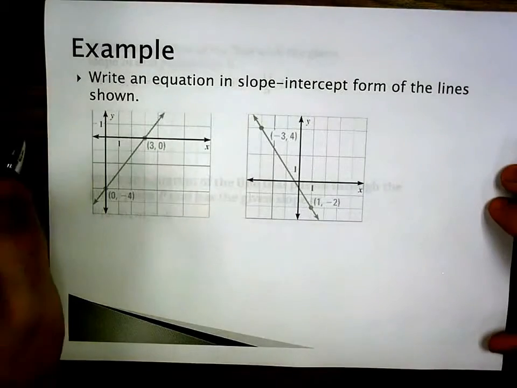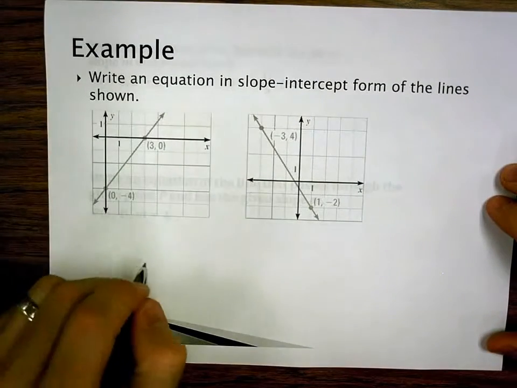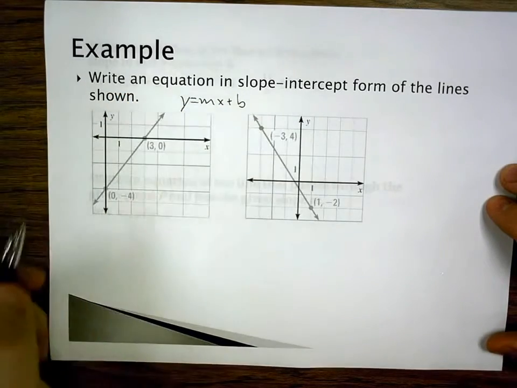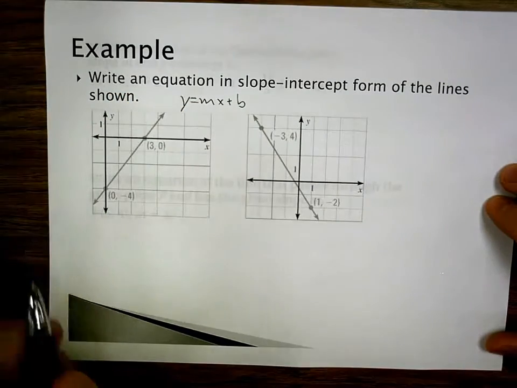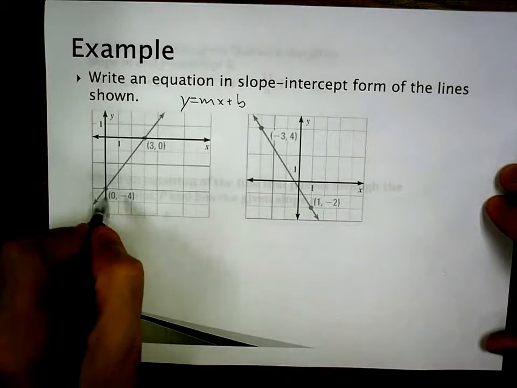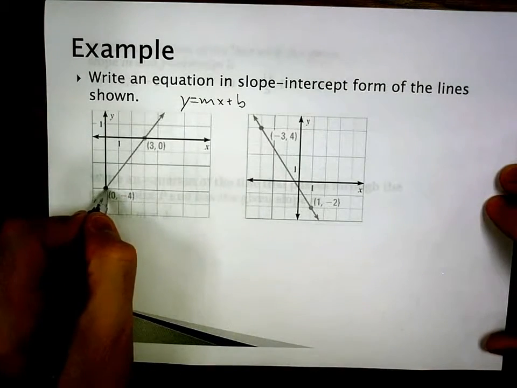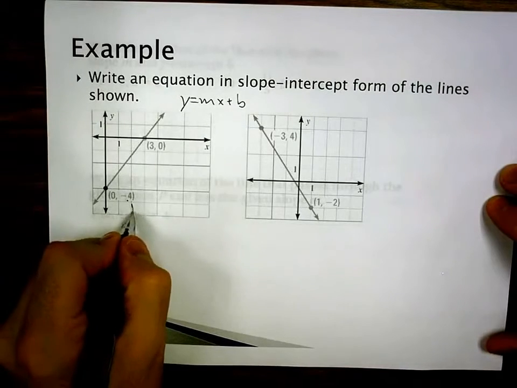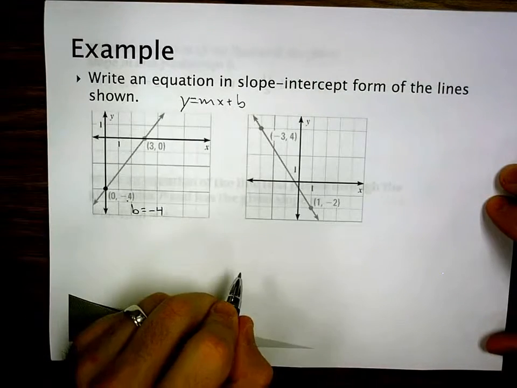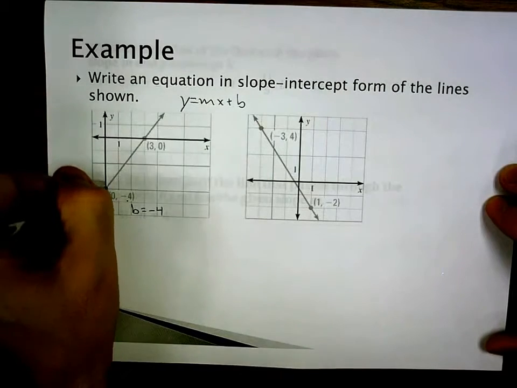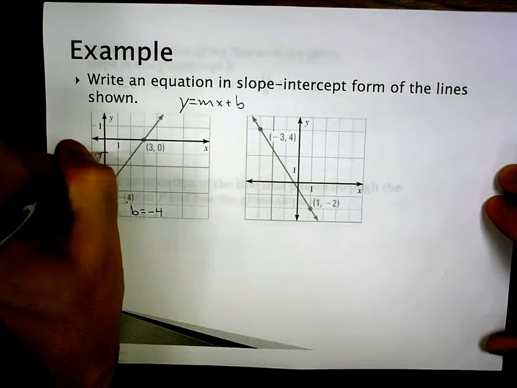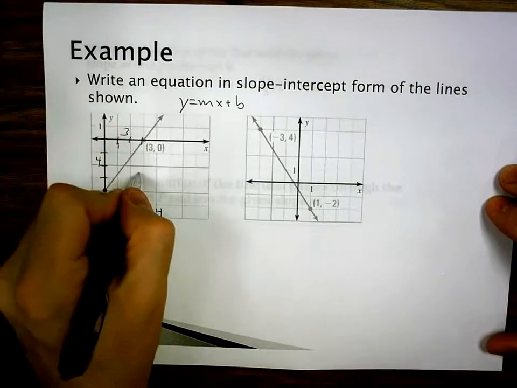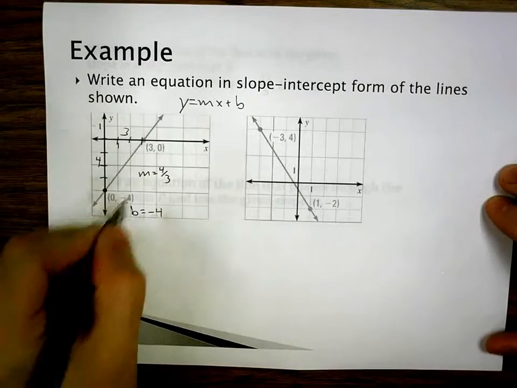So I'm going to graph in slope-intercept for these two graphs. So y equals mx plus b. I need to find slope. I need to find y-intercept. So I look at this one. Right off the bat, I see my graph hits the y-axis at -4. So I know b is -4. If I look at the slope, it goes up 1, 2, 3, 4, and over 1, 2, 3. So the slope is 4 over 3.